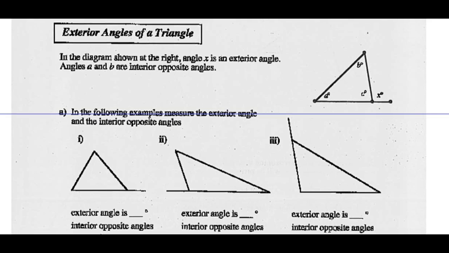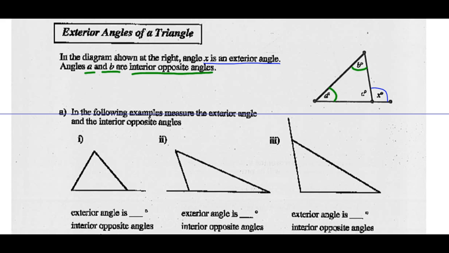Exterior angles of a triangle. In the diagram shown at the right, angle X is called an exterior angle. Angles A and B are called the interior opposite angles. So X is exterior. Here's the exterior angle. A and B are the interior opposite angles. So these two angles are interior and opposite of angle X. All right. C is also interior, but it's right beside, so we don't call that an opposite angle.